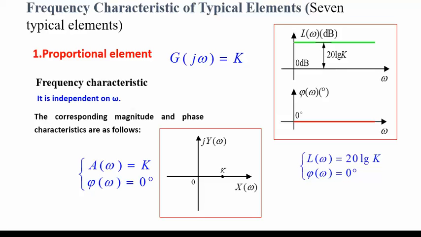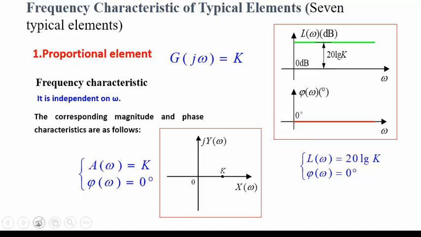Now, if I want to plot the Nyquist plot, i.e., imaginary part versus real part, what is the imaginary part? We have 0. What is the real part? K. So it is a point, right? It's a point, K. The function is K. It's one single point. So this is what we get here. And the phase angle of it is 0. So it is a point on the real axis.